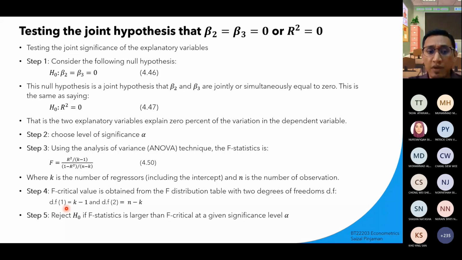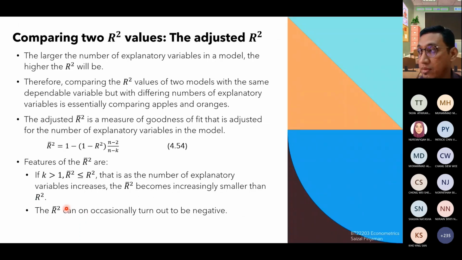If the absolute value of the F statistic, which will always be positive, is larger than the F critical, then we reject the H null. But if the F statistic is smaller than the F critical, we cannot reject the H null. Rejecting the H null means that our explanatory variables are jointly significant in explaining the dependent variable.